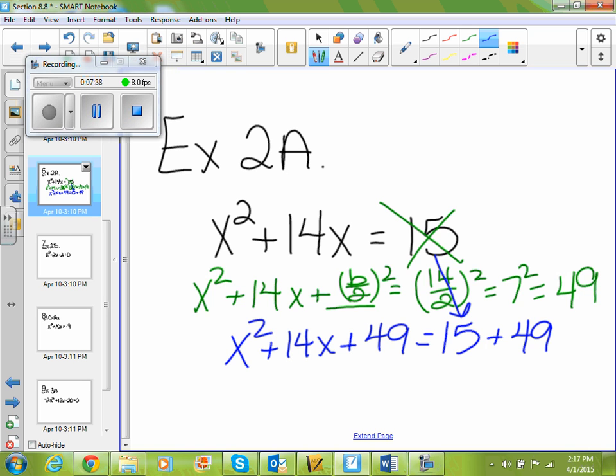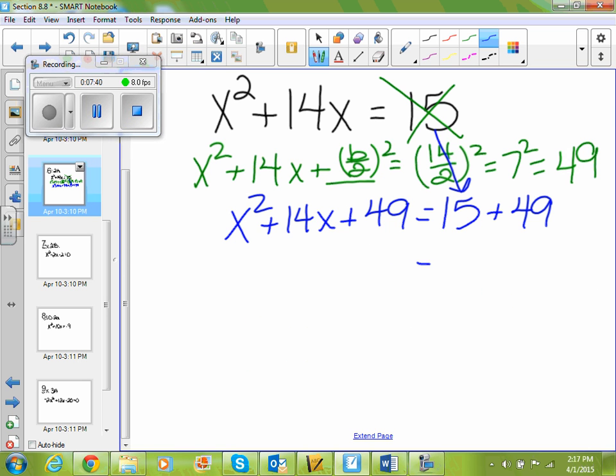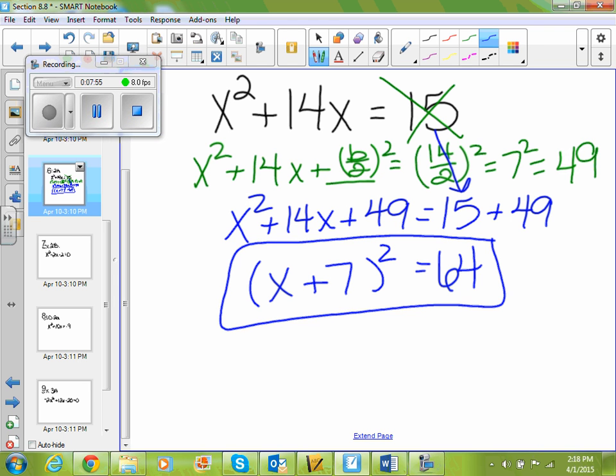Okay, and so what's 15 plus 49? 64. Okay, and how do we factor this? (x plus what) squared? 7. And you stop there. Okay, makes sense.